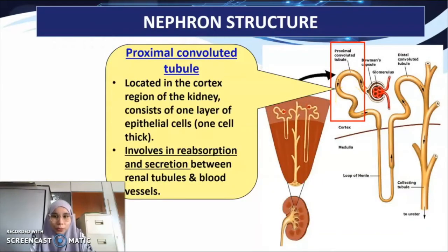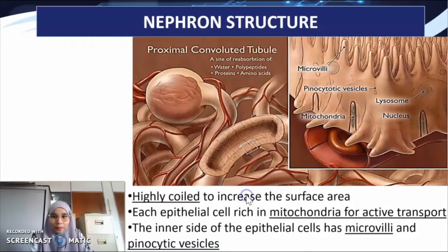Proximal convoluted tubule. They are located in the cortex region of the kidney, consisting of one layer of epithelial cells which are only one cell thick. They are involved in reabsorption and secretion between renal tubules and blood vessel. The proximal convoluted tubule is highly coiled to increase the surface area, and they have epithelial cells rich in mitochondria for active transport. The inner side of epithelial cells has microvilli and pinocytic vesicles.